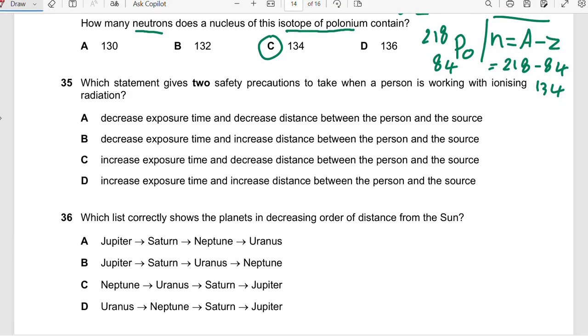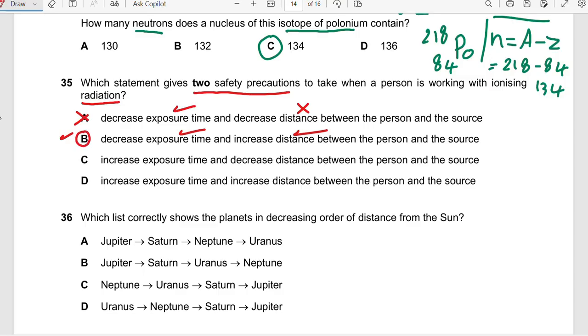It says, which statement gives 2 safety precautions to take when a person is working with ionizing radiation? In A, they say decrease exposure time. This is correct. And decrease the distance. No, actually this is wrong. Decrease the distance means being closer. Actually, we have to move as far as possible. So A is wrong. B, decrease exposure time, and increase the distance. Yes, we should be as far as possible. So option B is the correct answer.